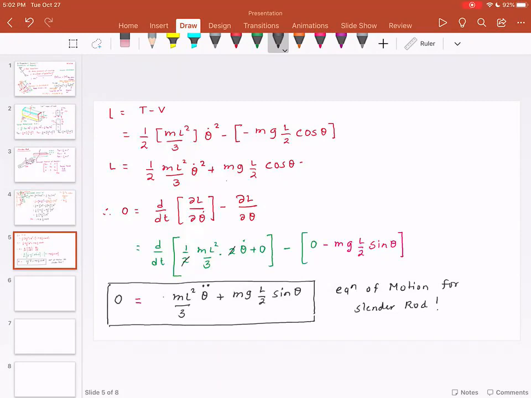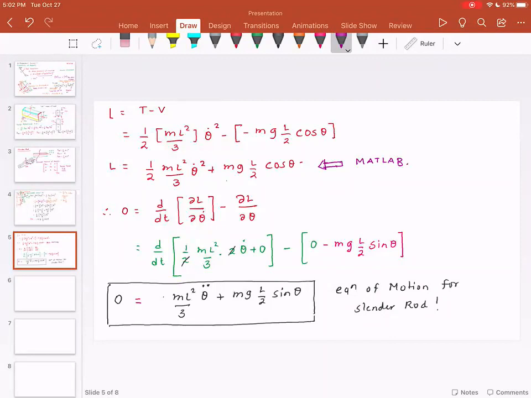Now, if you want to use MATLAB to do the whole calculation, please note the only input that MATLAB would need at this point is this. So this would be the input to MATLAB, and MATLAB would derive the equations.